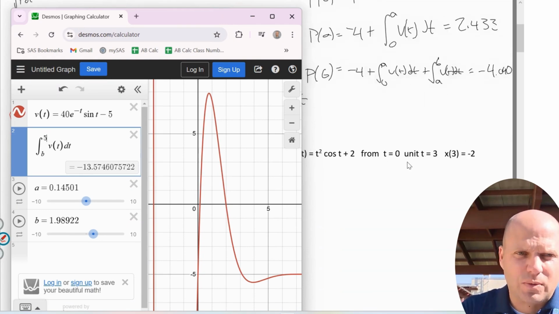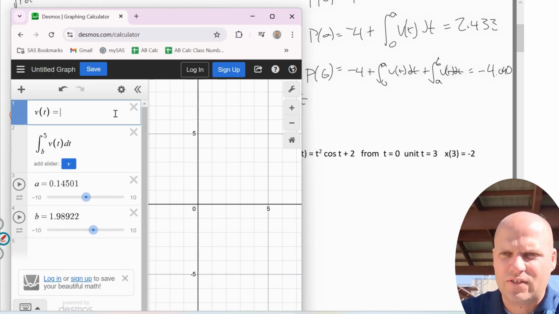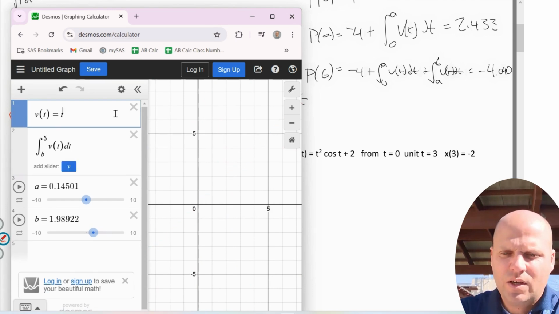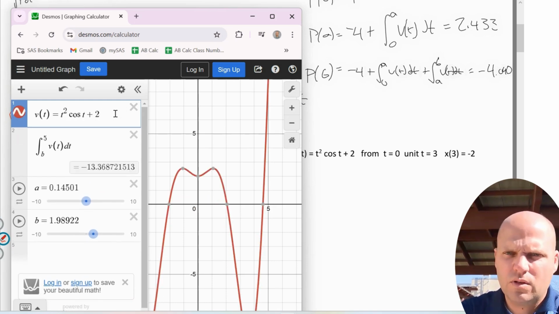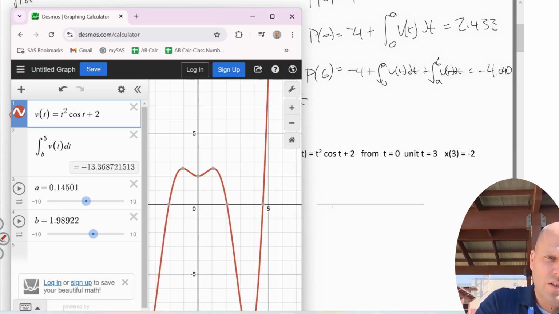That stunk that I had so much to do, but that's okay. All right, what am I doing? I'm always giving you these positives and negatives. It's not always going to be the case like that. All right, t squared cos t plus 2. It's not always this, right? My bad. My derivative is positive until this value a, and then it's negative.